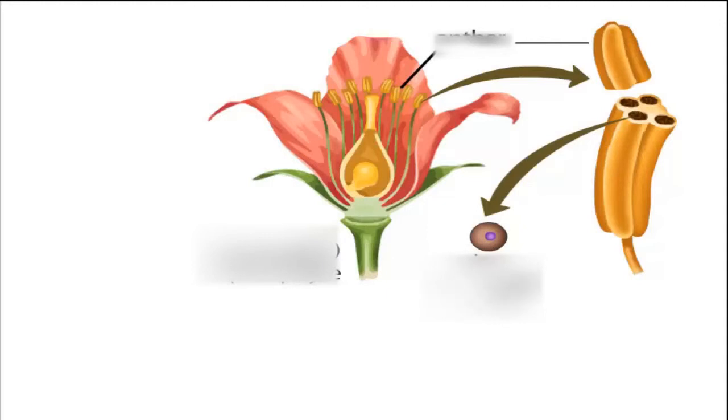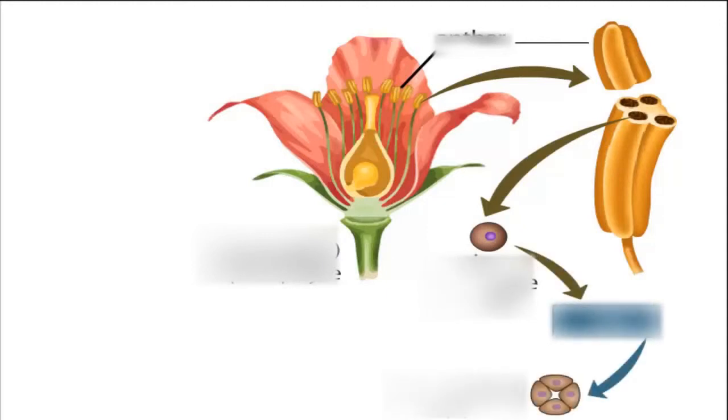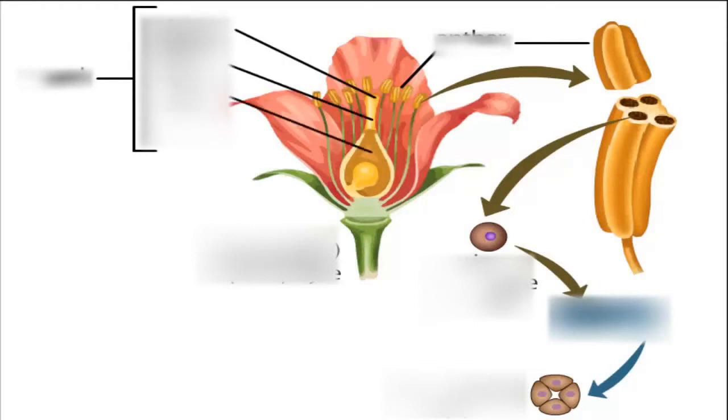These microsporocytes divide by meiosis to produce haploid microspores. Meanwhile, a similar process occurs within the flower's female parts, which consist of one or more carpels. In this example, the single carpel consists of a stigma, style, ovary, and ovule.